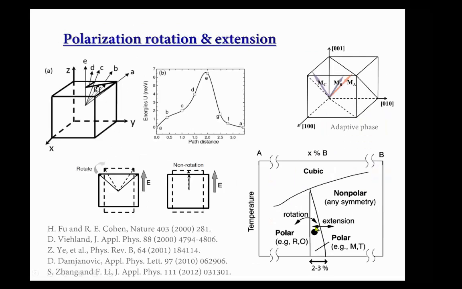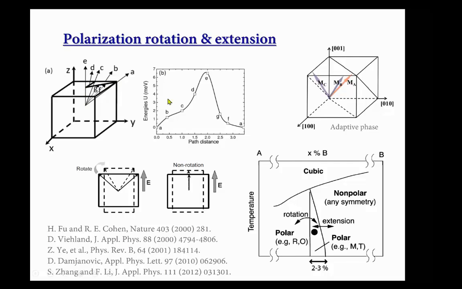Then later, in 2000, Dr. Fu and Dr. Cohen first proposed the polarization rotation concept and its contribution to high piezoelectricity. They used first-principles calculations focused on 001-poled rhombohedral barium titanate crystals. There are different rotation paths for the polar vector to rotate from the 111 direction to the 001 direction. They found the A, B, C, D, E path, and the A, F, G, E path.